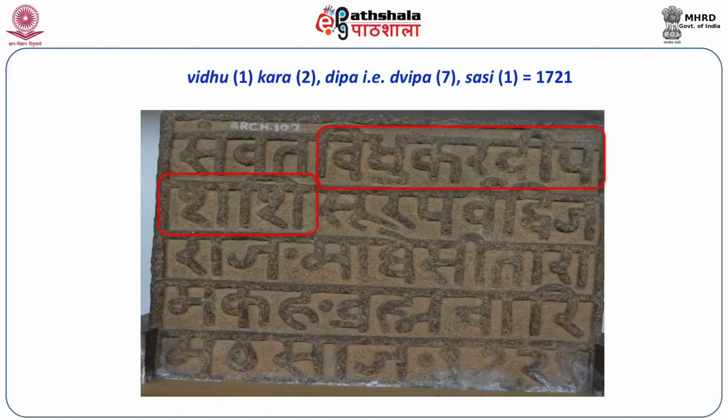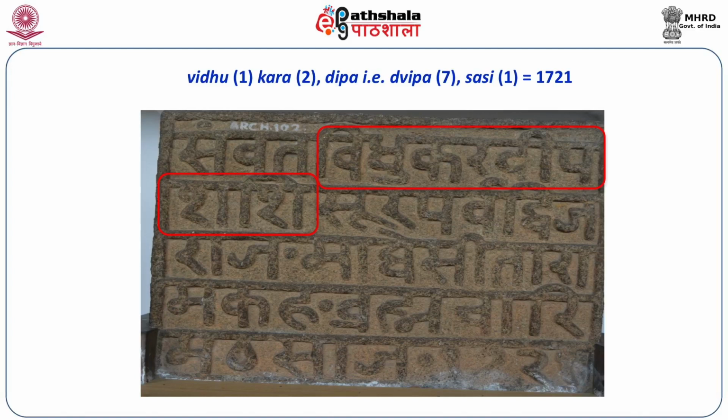Here is an inscription from another part of Eastern India, where you have another interesting occurrence of a chronogram. It reads Vidhu, Kara, Deepa, Shashi. The 4 words. Vidhu is Chandra, that is moon, 1. Kara, the 2 hands, is 2. Deepa, it's a wrong spelling. It's actually Dvipa. What the author intended is Dvipa. He wrote it Deepa. It was an author's mistake.